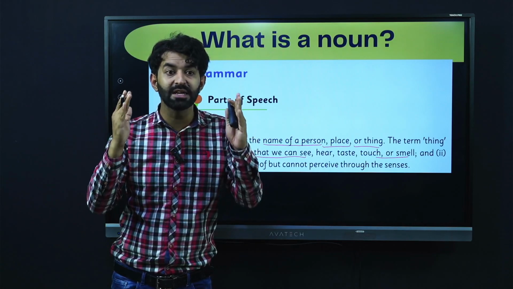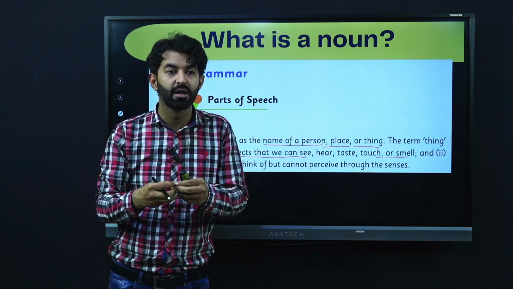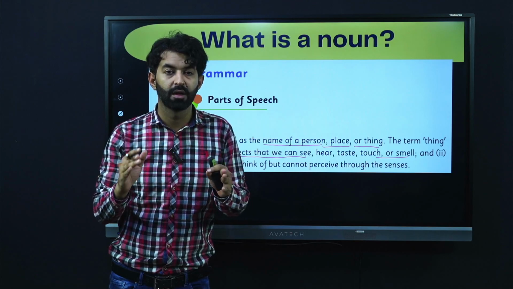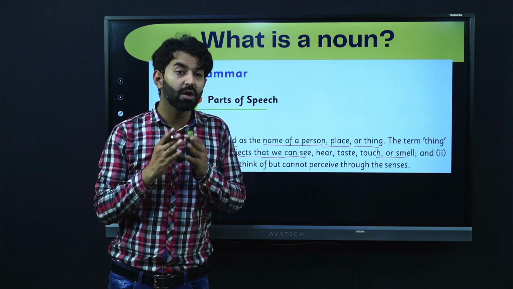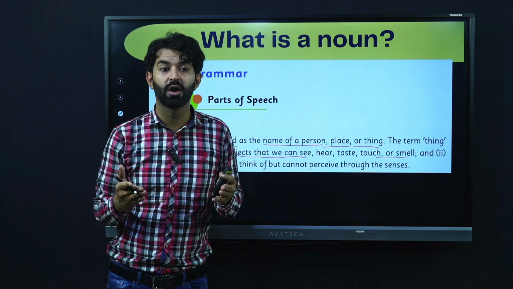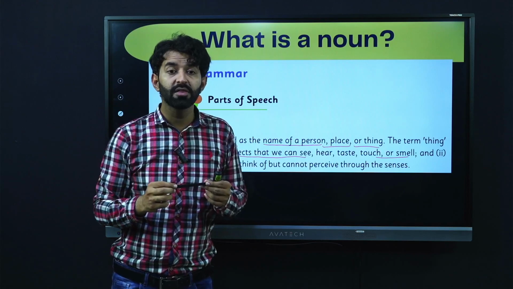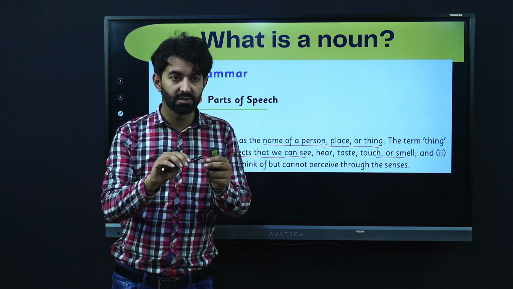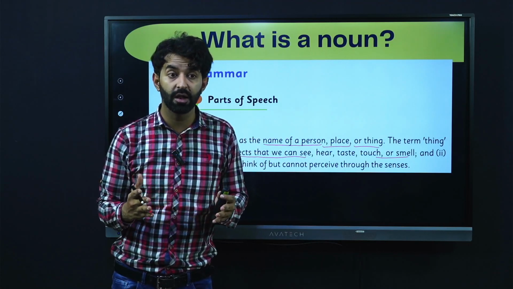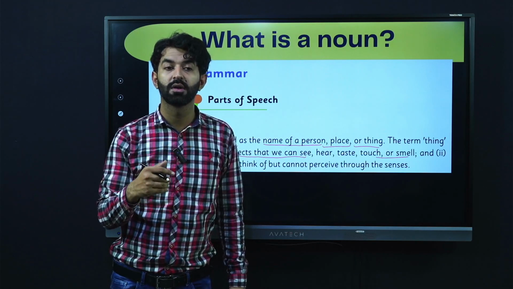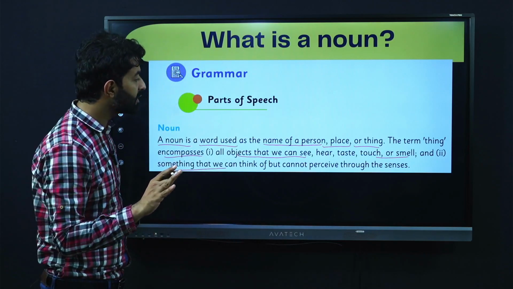Can you see somebody's intelligence physically? Can you touch it? Can you taste it? Can you smell it? Can you hear it? No. It is something that we feel with experience. So intelligence is also our noun. So nouns are things that you can see and touch, and also things that you cannot see or touch or taste or smell, but they are also named something, and that name is our noun. Very much clear now?